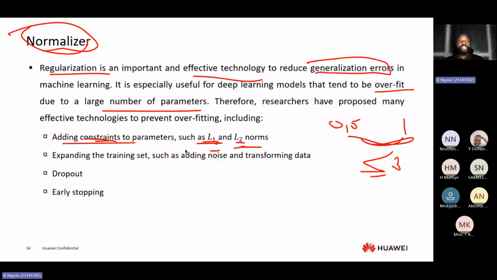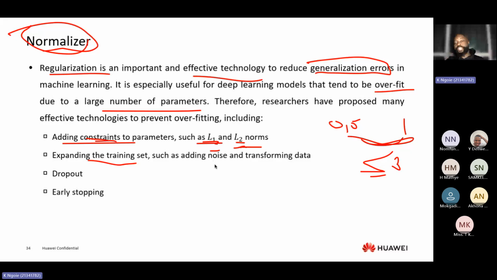Another normalizer can be to just expand your training set. If you're dealing with data and you realize we're having a problem, say you want to create a model to determine between dogs and cats, but out of 5,000 pictures, you have 4,000 pictures of dogs and only 1,000 pictures of cats. That is a problem. So you will need to expand your training set and maybe add more pictures of cats, so that the model can have enough pictures of each category and learn from it, right?